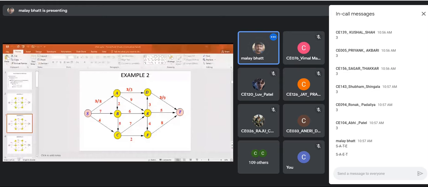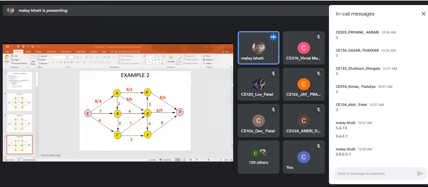Now S to A is completely utilized. Now I can utilize E to D and D to T. So S to B, and you can take any path, the final value will be the same. We have S to B, then from B to E, then from E to D and D to T. S to B, B to E, E to D, and D to T.